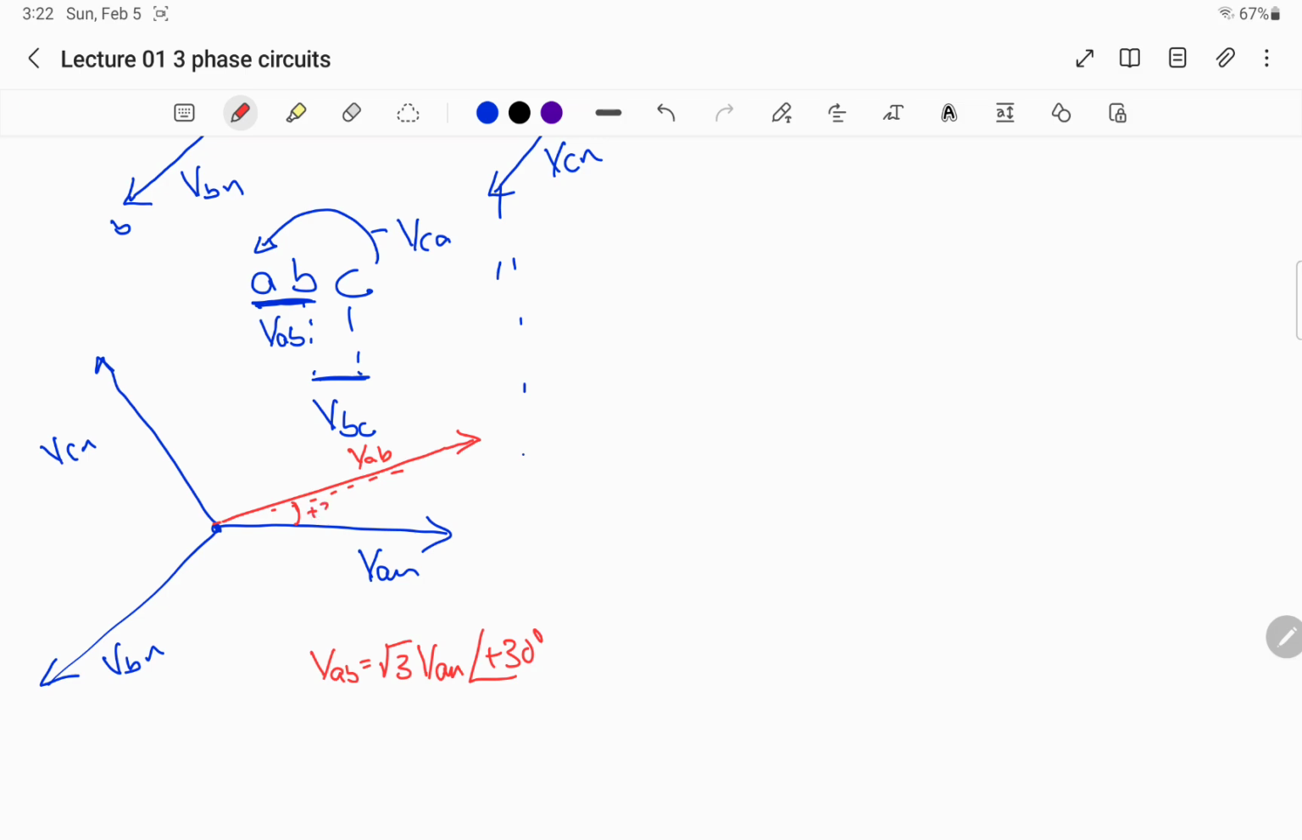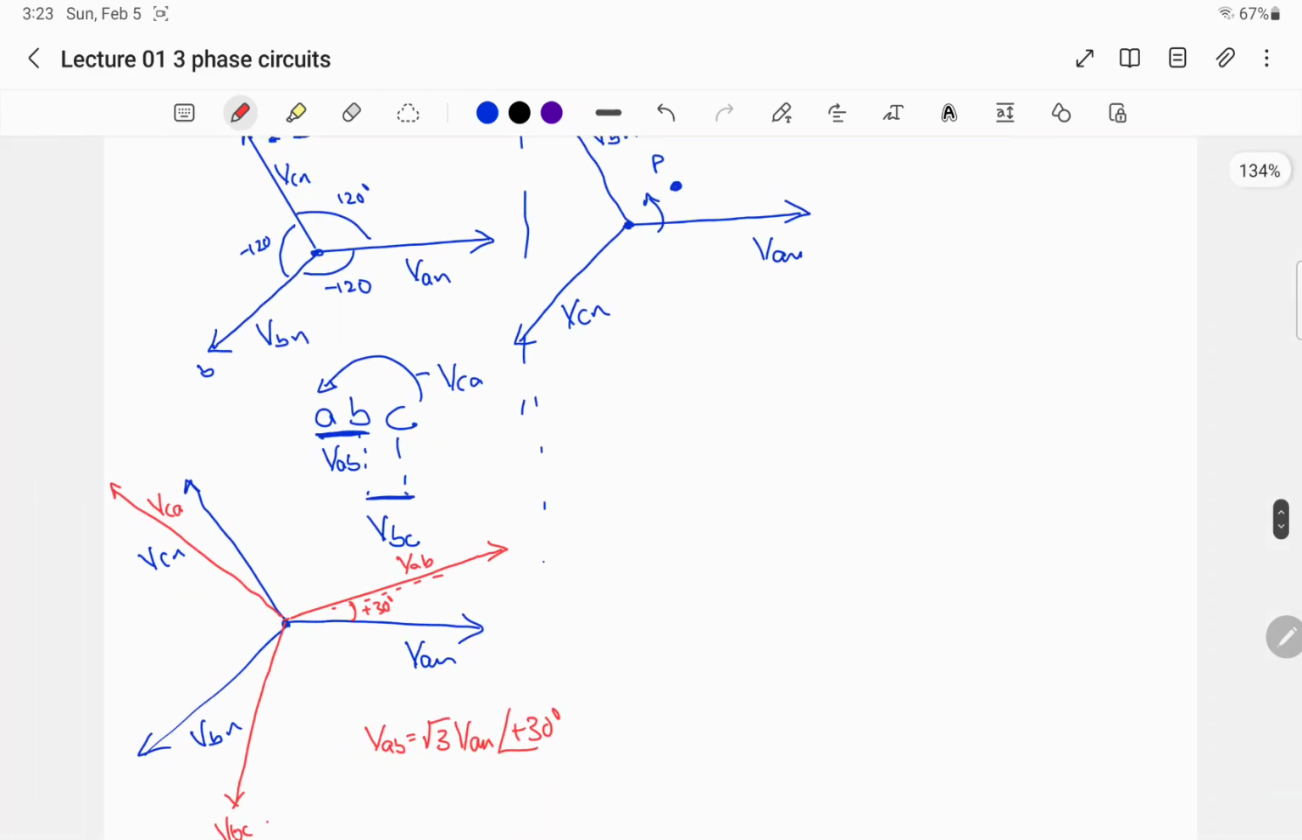This angle is plus 30 degrees. If VAN is 0 degrees, this will be 30 degrees. Now where should the rest of the vectors be? It is a positive sequence, and if I start rotating, after VAB, the vector that will come will be VBC, and from here the vector that will come will be VCA.